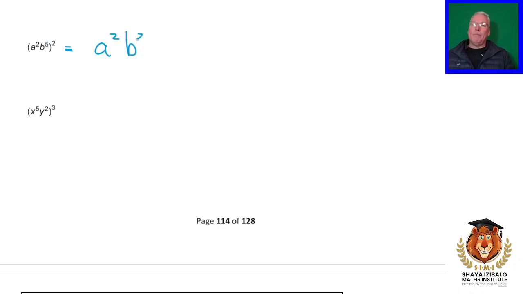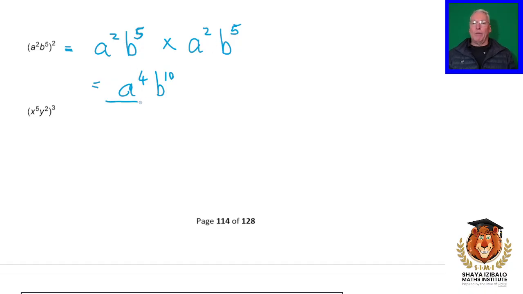So we've got a squared b to the 5, a squared b to the 5, times another a squared b to the 5. What does that come to? How many a's are there altogether multiplying here? That's right, there are 4 a's. How many b's are there altogether? There are 10 b's. Because the bases are the same, we add the exponents when we multiply. Does it make sense? It always makes sense.